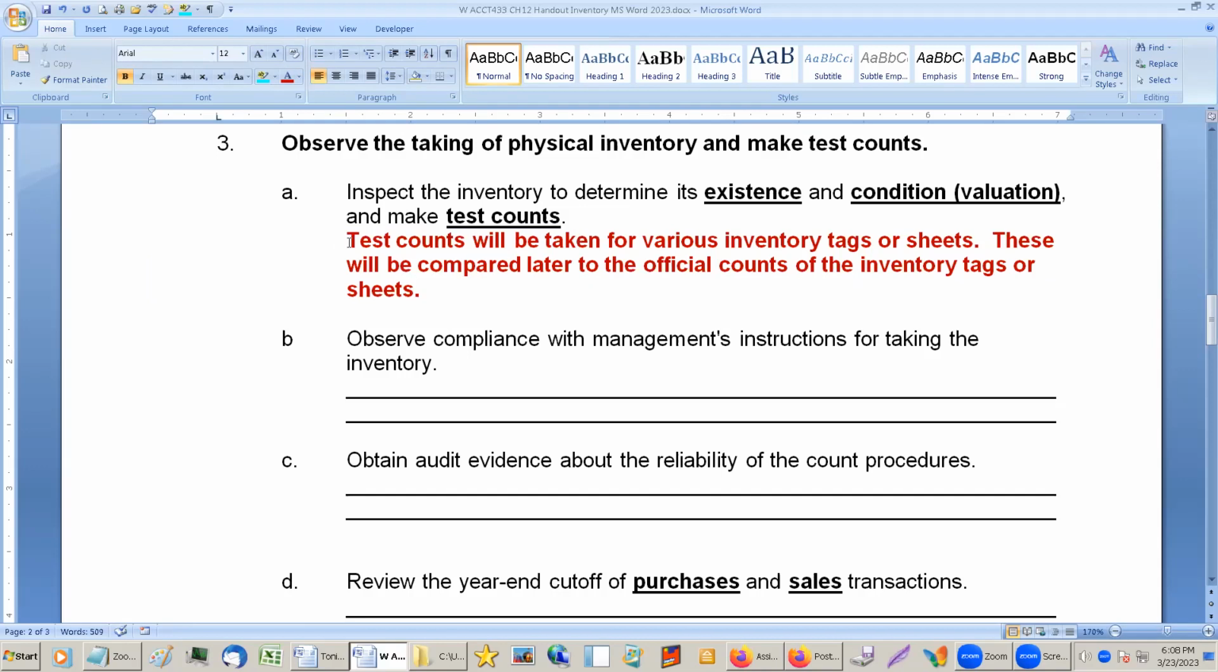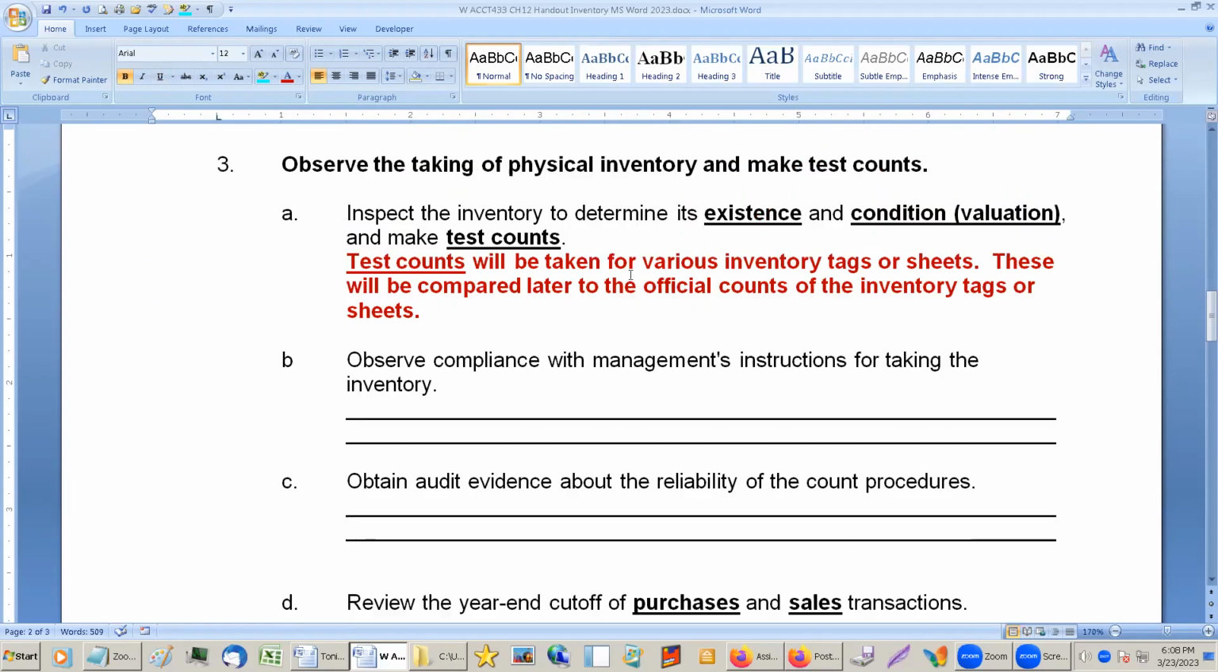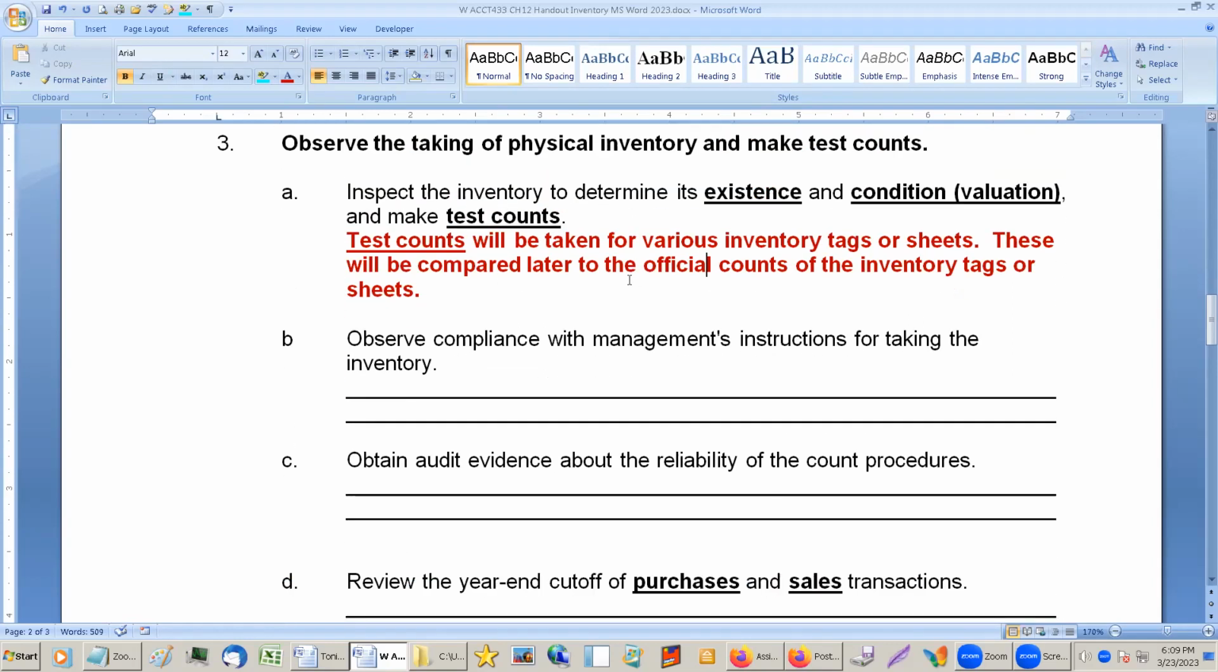So you take these test counts and they'll be compared to them later on. And depending on the inventory, you can also specifically target some inventory that you might worry about, that you might think could possibly be a bad count, or maybe inventory that is more valuable than others.